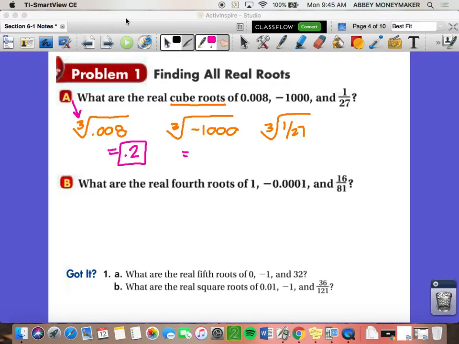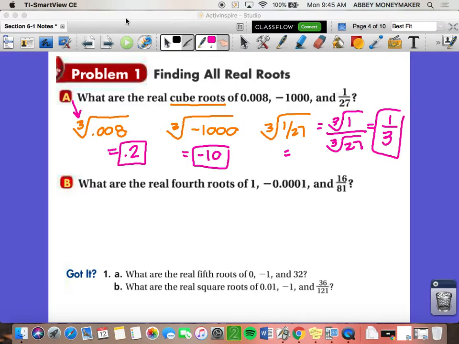The cube root of -1000, if you want to do this with your calculator, you can. We would want to encourage you to not do this with your calculator, but you should get -10. And then on the last one, the cube root of 1/27, that's the same as the cube root of 1 over the cube root of 27, which gives me 1/3. Again, I don't need the plus or minus here because my index was odd.